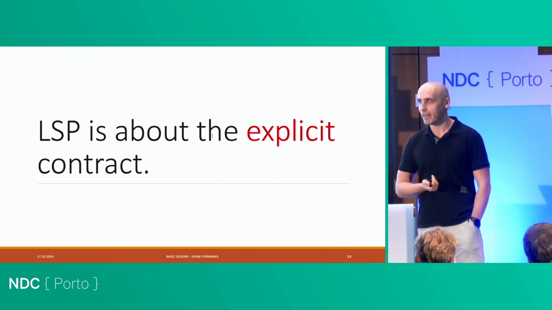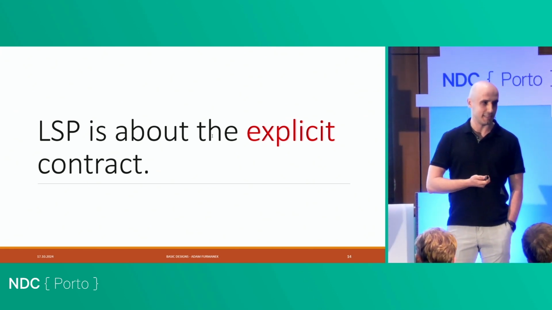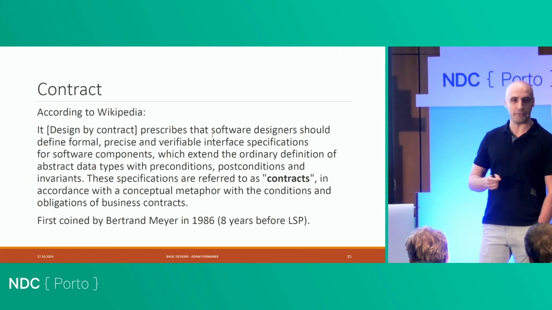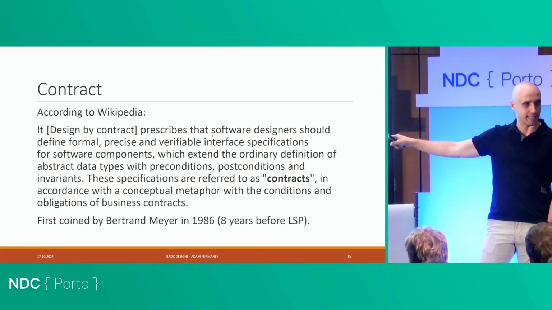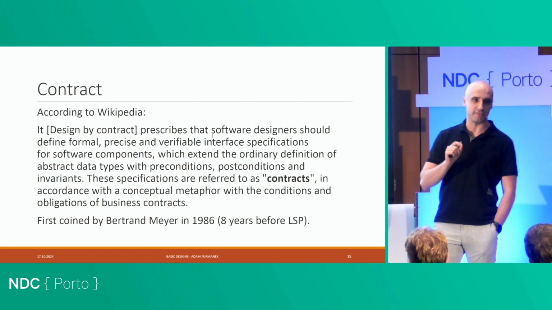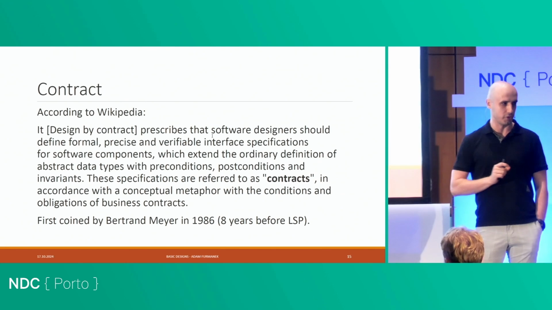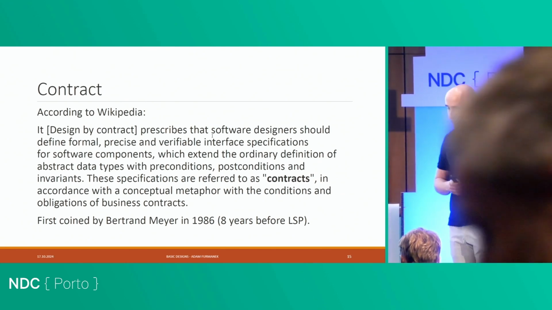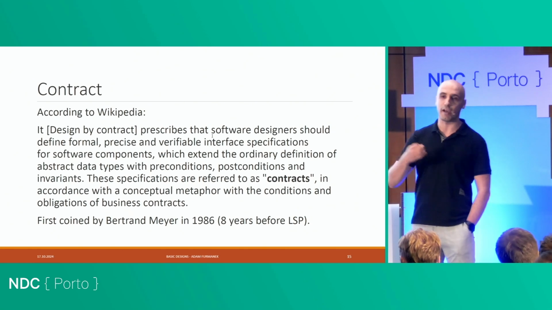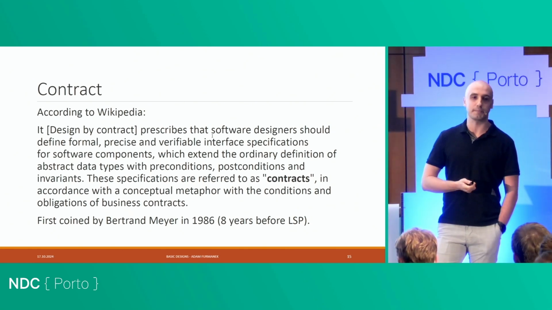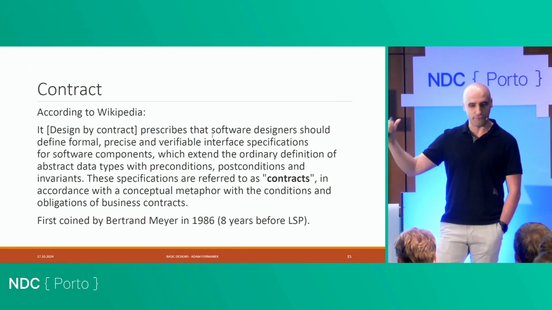So we now have another word, contract. Let's ask what the contract is. According to Wikipedia, this comes from 1986, 8 years before the LSP paper. So probably the authors of LSP already knew about this concept of contract. And we can read that design by contract means software designers should define formal, precise, verifiable interface specifications. So it needs to be formal, precise, and verifiable, right?